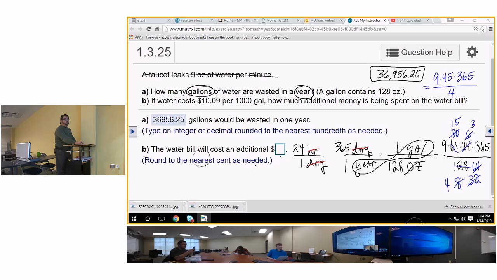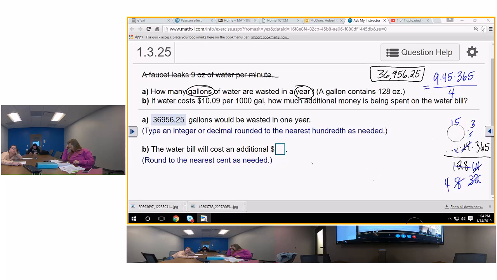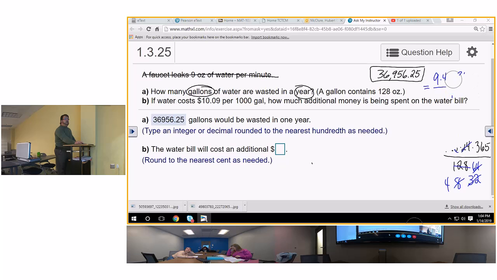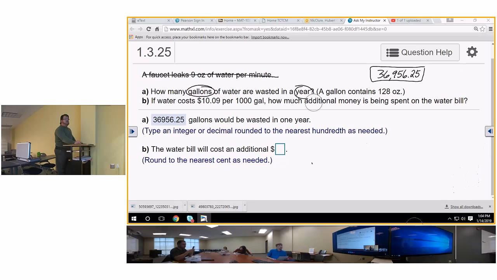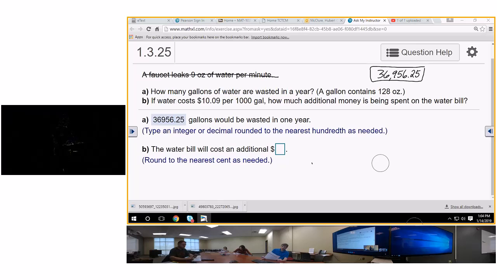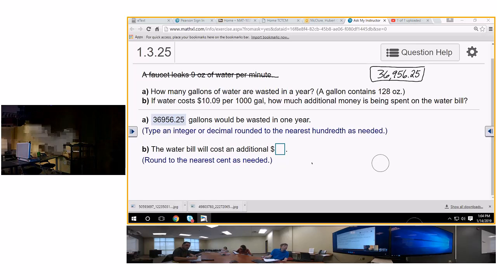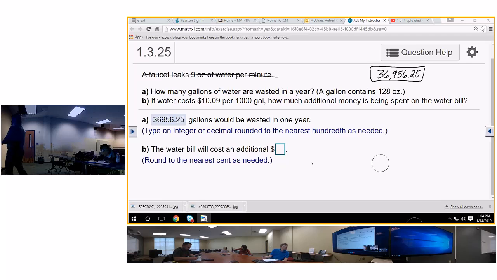And I want you to set up your first fraction, first ratio with that B part. What does the B part say? It says if water costs $10.09 over 1,000 gallons, then you need to figure out how to set up the equation to get dollars per year.